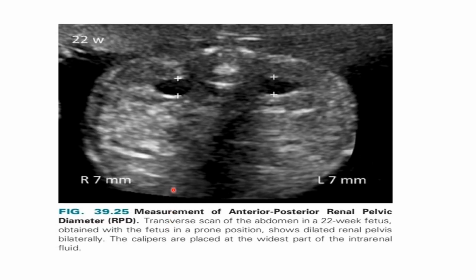This is the ultrasonographic image on the transverse plane showing the proper measurement of the anteroposterior renal pelvic diameter. Around 22 weeks of gestation, the right kidney is showing 7 millimeters and the left kidney is showing 7 millimeters, which is increased, more than 4 millimeters. Hence, here we can call it urinary tract dilatation.